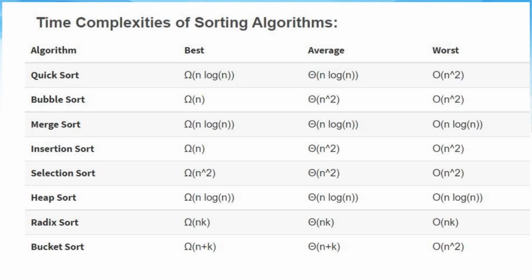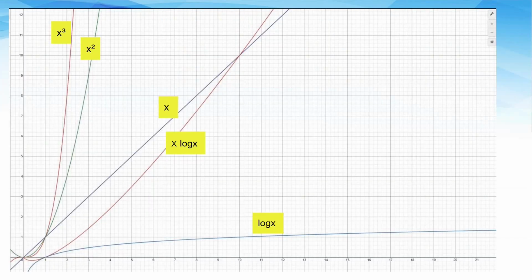This table shows all the complexities of different sorting techniques, right? You see, these are all in log n, n square, like that in mathematical functions. So how does this mathematical function look on a graph? Let's see that. You see here x3, x square, x.